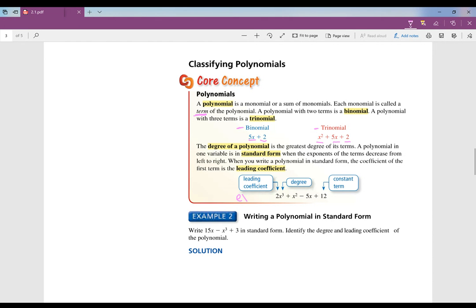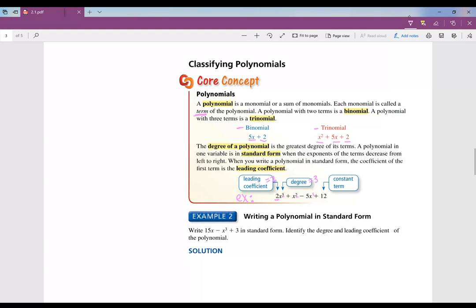So we have an example right here of a polynomial that's in standard form. We know it's in standard form because our exponents are decreasing, right? We start with 3, go down to 2, 1, and then no exponent, our constant term. Now our degree for this polynomial is 3 because that's our highest exponent. And then our leading coefficient is going to be 2 because that is the coefficient with our first term and our highest exponent.